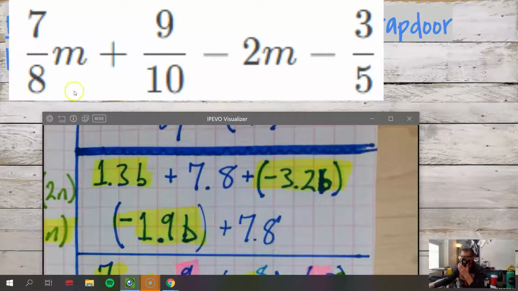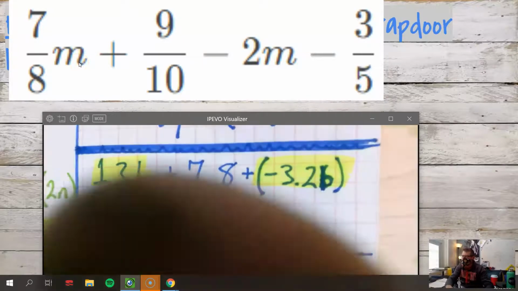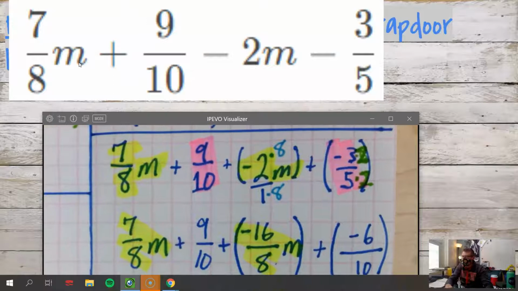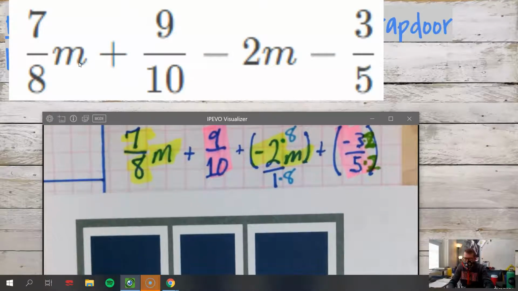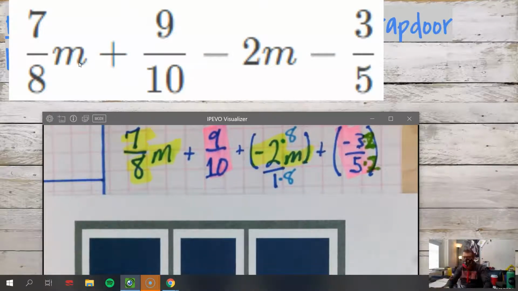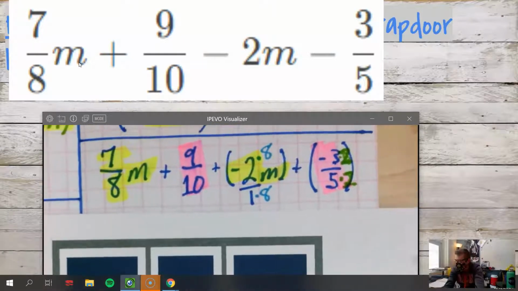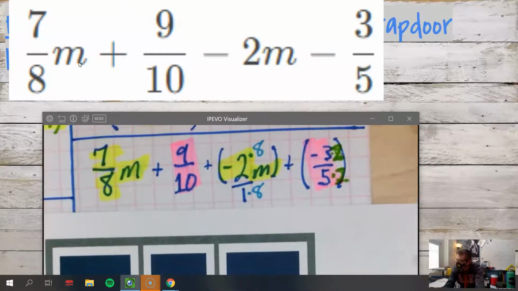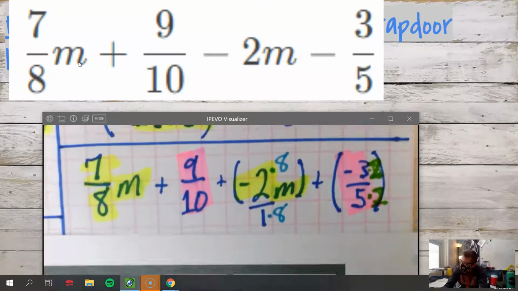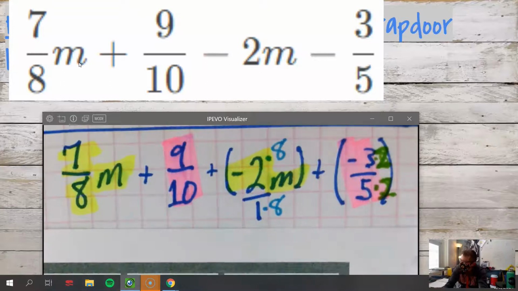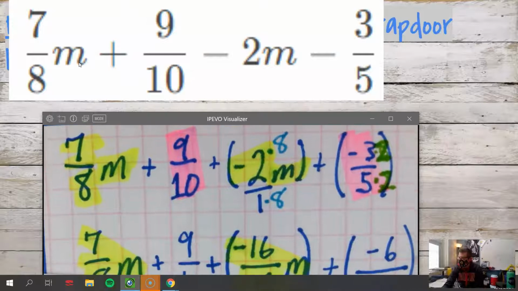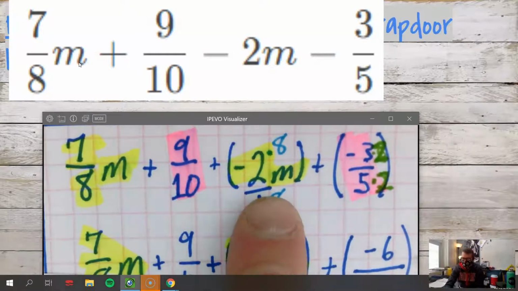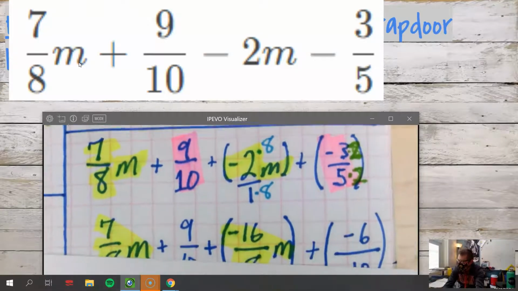Is there any distribution to do? No. So we immediately start looking at like terms. Guys, write this one down, and if you have two highlighters, let's highlight it in different colors. Because then we realize, oh, the m's with the m's and the constants with the constants. That is us getting to a common denominator. So we realize, oh man, to combine my variable values, we need a common denominator.